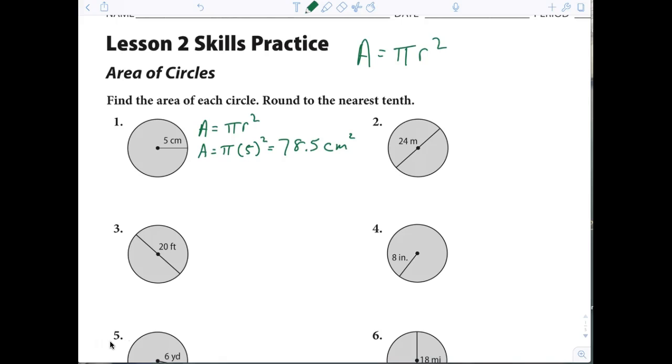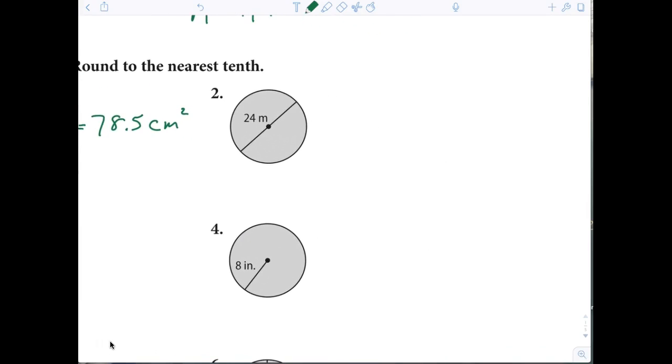Ava, number 2. Pi r squared. And now what's the radius? 12. So tell me what the answer is. 452.3 meters squared. Anybody else? Now remember, I'm not asking you to write down my answers. I'm saying get out your calculator and make sure you type it in. You learn to use your calculator effectively. Anybody have any issues?